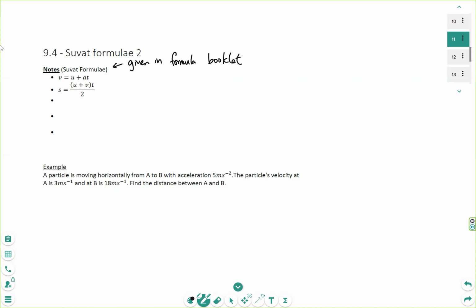You're going to learn 5 formulae. You've learned the first 2. A third one: v² = u² + 2as. Fourth one: s = ut + ½at². And the fifth: s = vt − ½at².